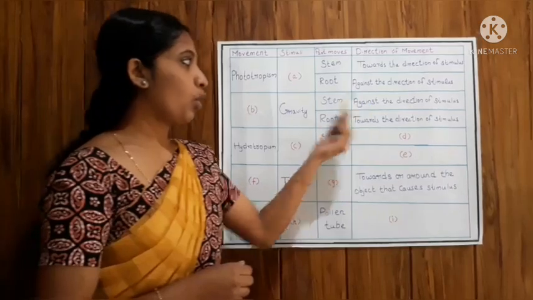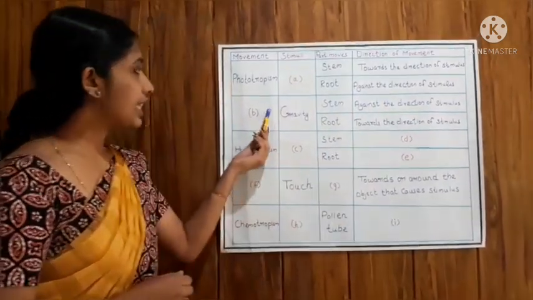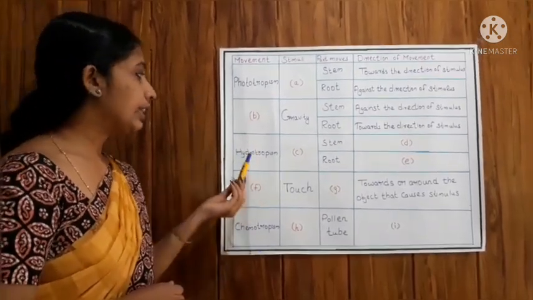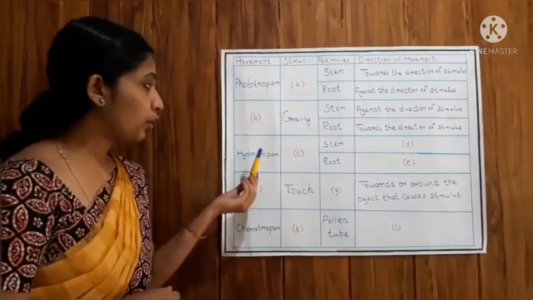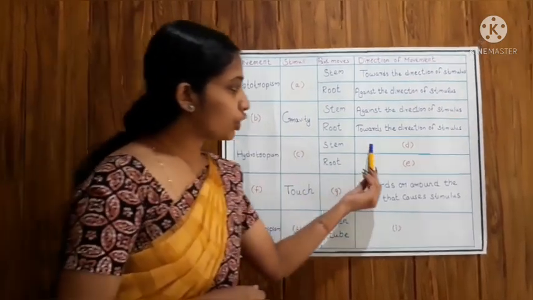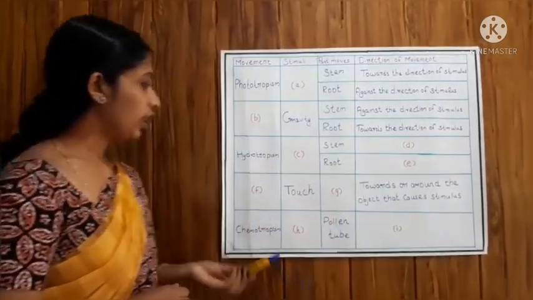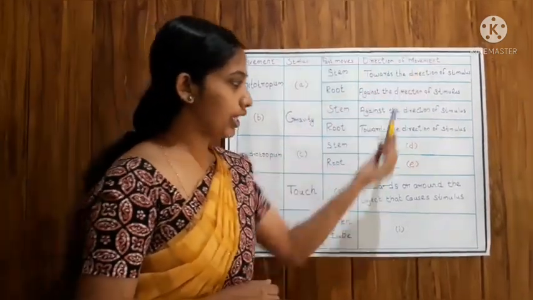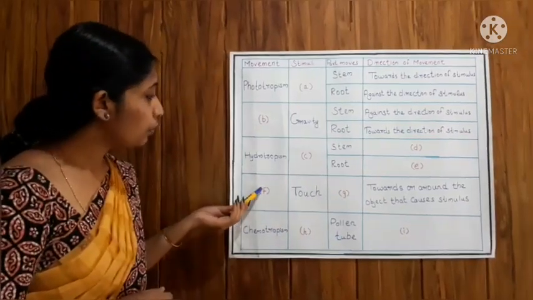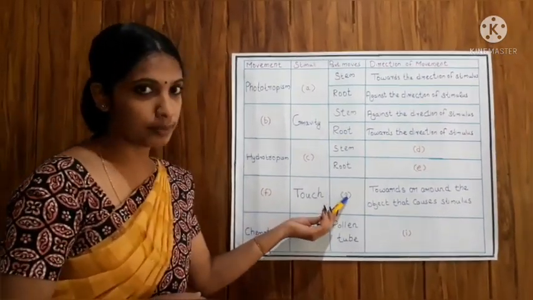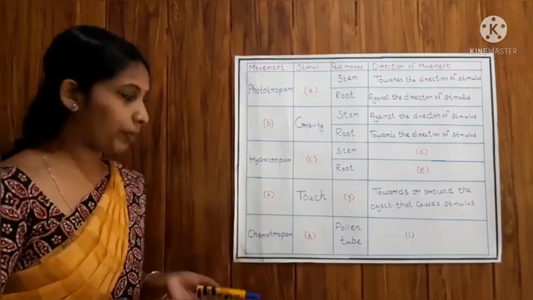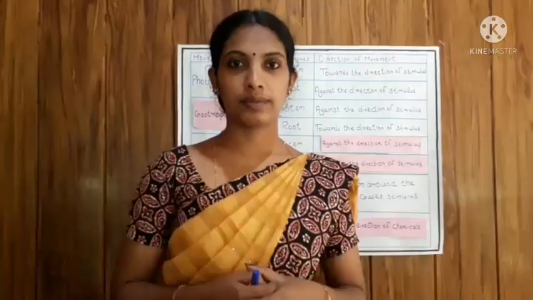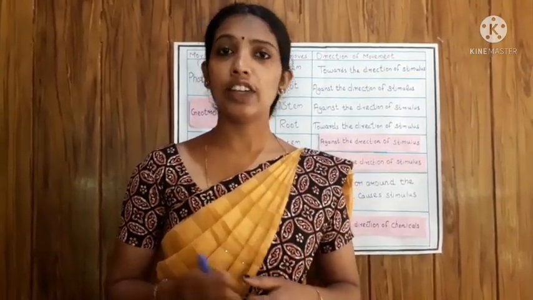In the second one, all the information is given except the movement. So, you have to find out the plant movement. In the third one, it is about hydrotropism. You have to find out the stimuli and the direction of movement. The fourth one, stimuli, touch, and the direction of movement are given. You have to find out the movement and the plant parts that move. Last one is about chemotropism. You have to find out the stimuli and the direction of movement. Hope you are finished. Now let's check the answers.